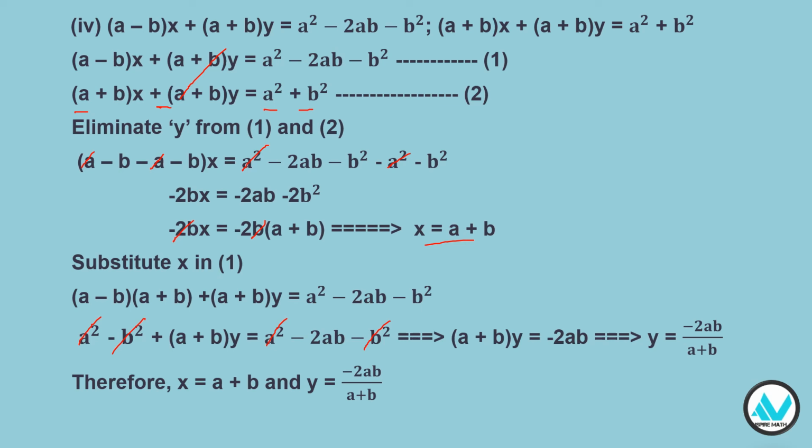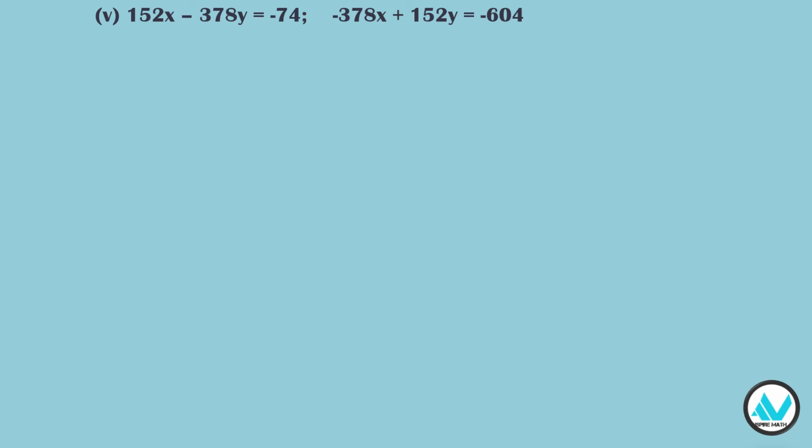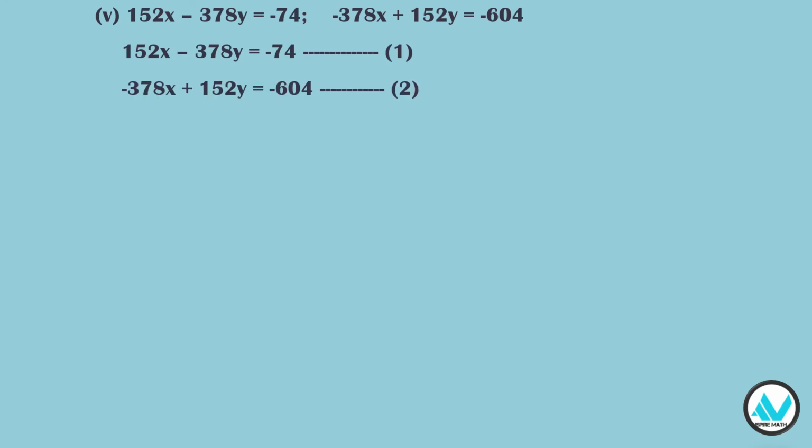Now let's move on to the fifth question. 152x minus 378y equal to minus 74, minus 378x plus 152y equal to minus 604. Now if you look at these equations closely, the coefficients seem to be very, very large. Either you go for elimination or cross multiplication or substitution, it's going to be very, very tough. And if you see once again, you can see the coefficients of x and y have been interchanged.